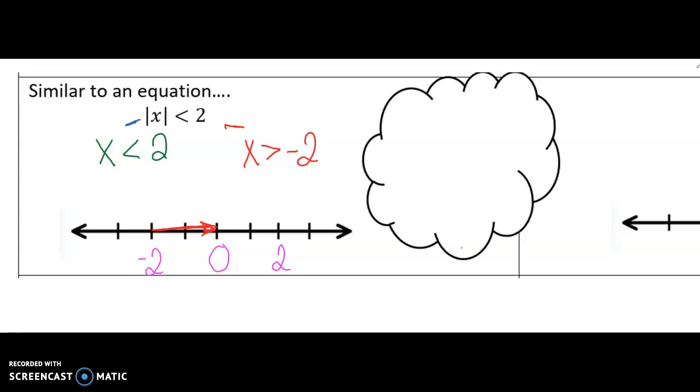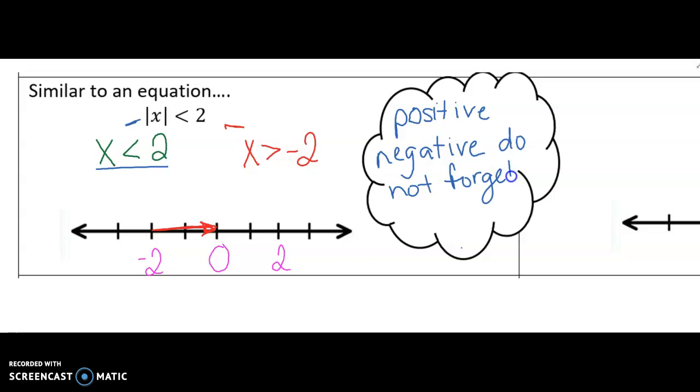It kind of goes back to math 1 when we said, if you divide by a negative in an inequality, flip the sign. So if you're breaking this into a positive and a negative, so you have a positive answer, where it stays the same, and then you have a negative, do not forget to flip the sign when you make it negative.